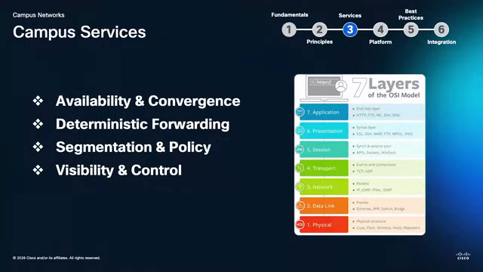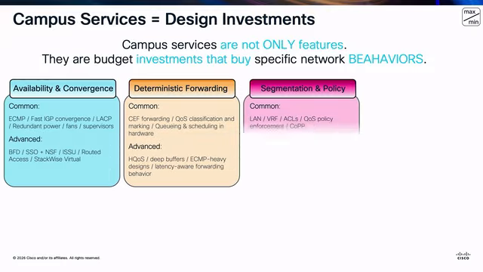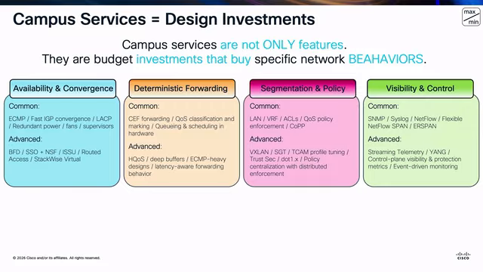All right, we arrive at the services part. And while thinking about or architecting services of a multi-layer campus, we can think about it in two ways. Through the lens of individual features, or through the lens of behaviors that we want to achieve, or we want our network to behave in a certain way. So if we approach it from a min-maxing perspective, we are looking at the features that are enabling our behaviors. And the behaviors might be different. But even the cheapest network will always give you some sort of availability, deterministic forwarding, segmentation policy, visibility and control.